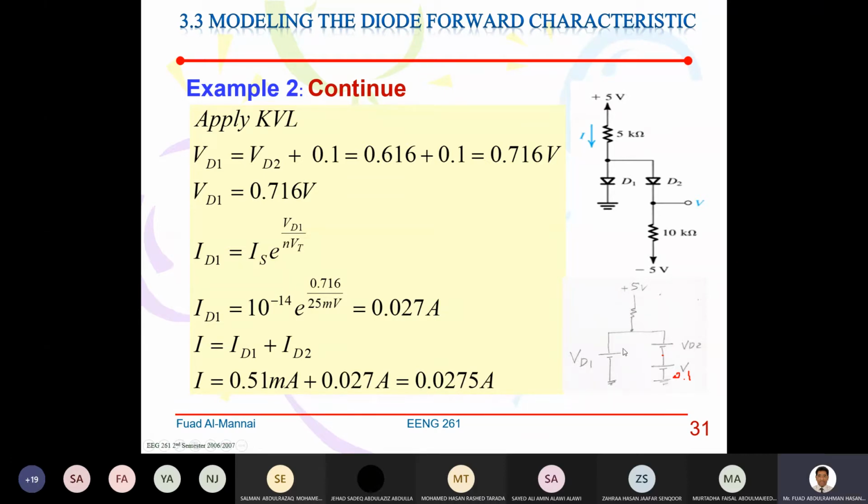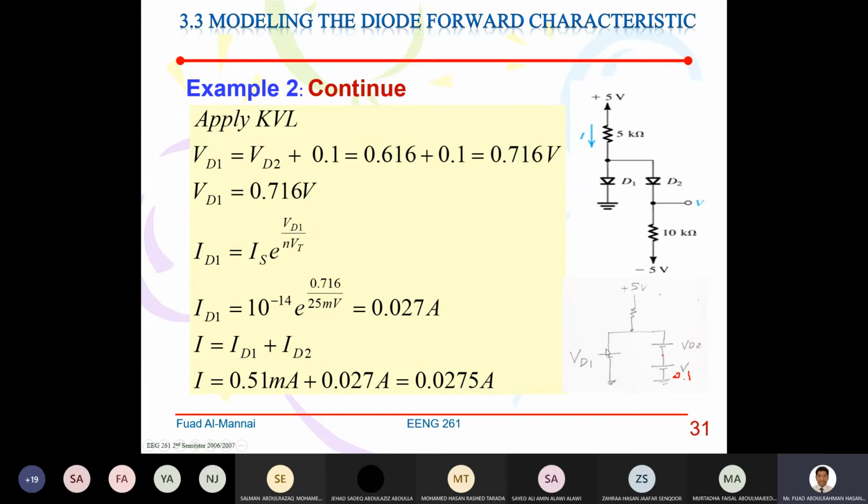We calculated it. Therefore, VD2 is equal to this voltage plus this voltage, and that will give you 0.716 volt. The voltage across D2 will be equal to 0.7616 volt. So VD1 is equal to 0.716 volt.